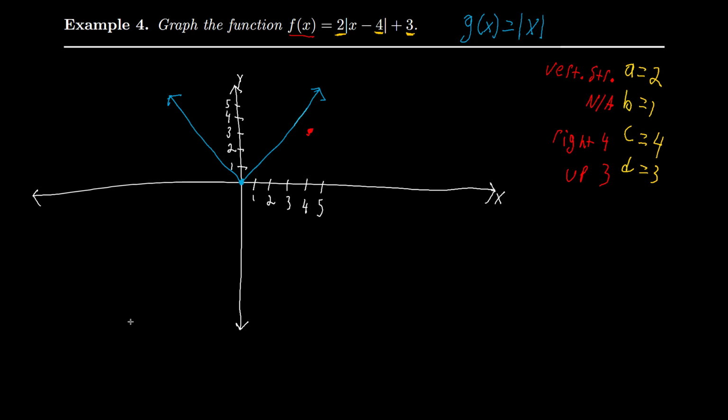And then we're going to do a vertical stretch of 2, which has the effect of making the slope, instead of 1 over 1, 2 over 1. Right now the slope is up 1 over 1, up 1 over 1, up 1 over 1. This changes it to up 2 over 1, up 2 over 1.